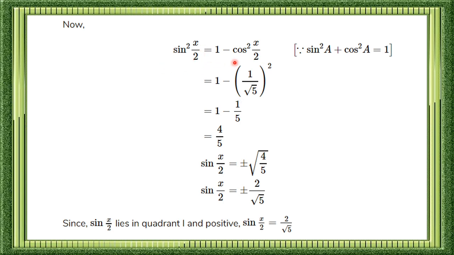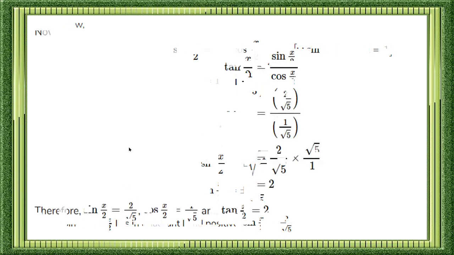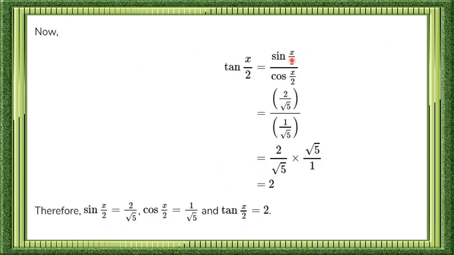Sin square x by 2 will be 1 minus cos square x by 2. We'll calculate, it is 4 by 5. So sin x by 2 will be plus minus under root 4 by 5, which is 2 by root 5. But again, sin also lies in the first quadrant for x by 2, so we will take the positive value and ignore the negative one. Then after that, tan x by 2 is sin x by 2 upon cos x by 2, which is 2.